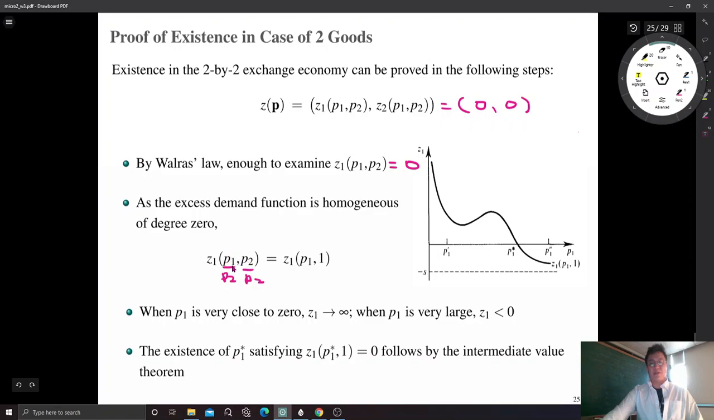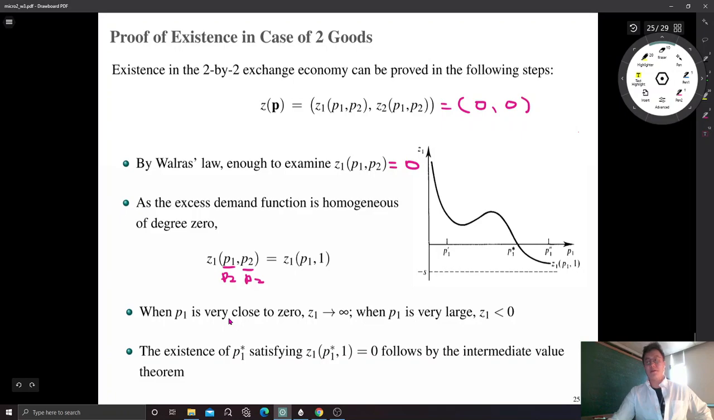Originally, it depends on two variables, so it is a function with two variables. Now we can work with one function with a single variable. All right, so we can draw the graph of this function on the standard Cartesian plane. Putting p1 on the horizontal axis and the excess demand function on the vertical axis, we can draw the graph of this function. All right, so here's one possible example.